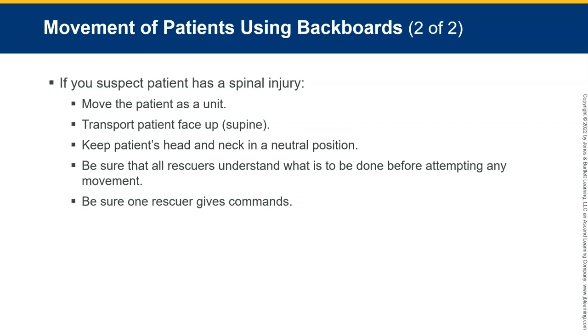Now, if you do suspect that they have a spinal injury, you want to move the patient as a unit. We talked about that before, moving everything as a unit, as one piece. You want to transport them face up, keep their head and neck in a neutral position, and be sure that all rescuers understand what is to be done before attempting any movement, and be sure one rescuer is responsible for giving commands. As we mentioned, typically it's the person on the head or the neck, and they're going to say, 1, 2, 3, lift, and then everyone lifts up as one.